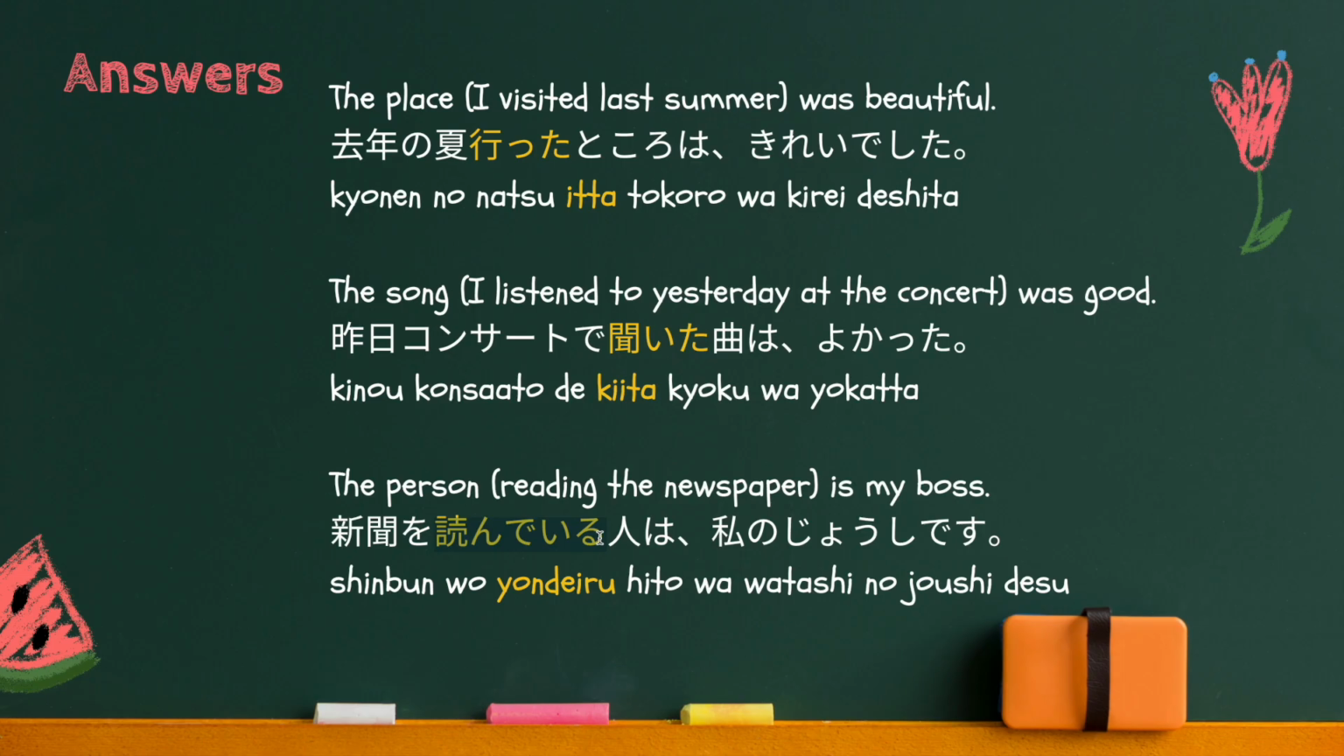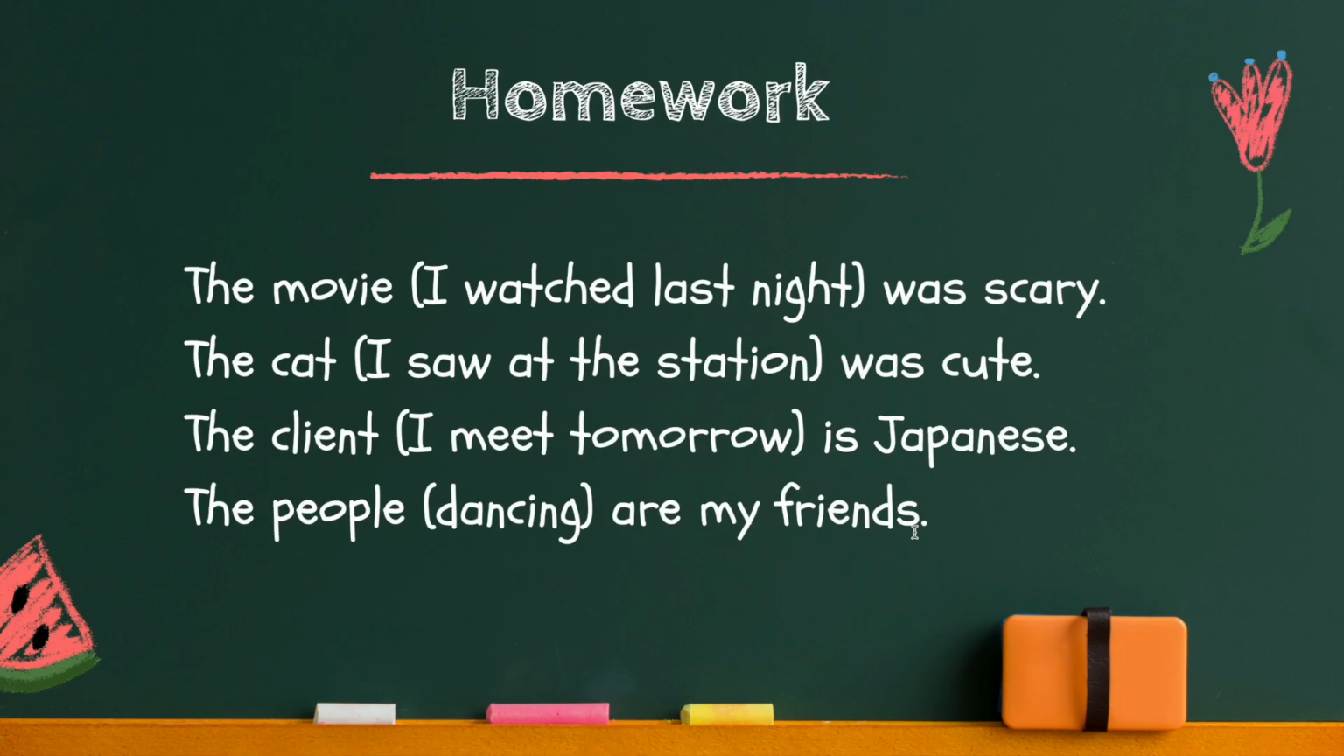Now I will read the sentences, so please repeat after me. 去年の夏行ったところは綺麗でした。昨日コンサートで聴いた曲は良かった。新聞を読んでいる人は私の上司です。Very good job. So lastly, I have this homework for you.